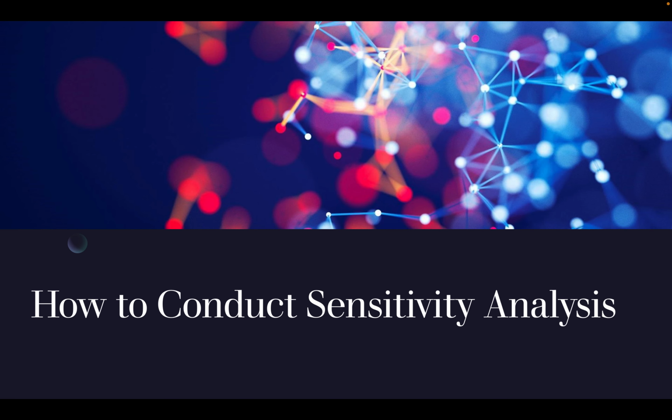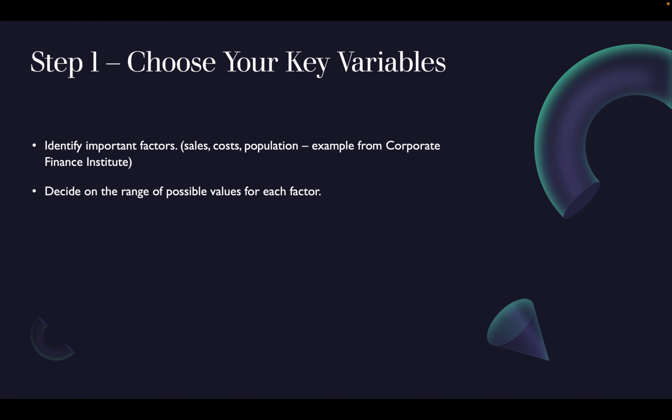Next, we'll talk about how to conduct a sensitivity analysis. Step 1 will be to choose your key variables. Pick the most important factors that could affect your project's success. For example, what happens if costs are higher or sales are lower than expected? Then set ranges for each factor.